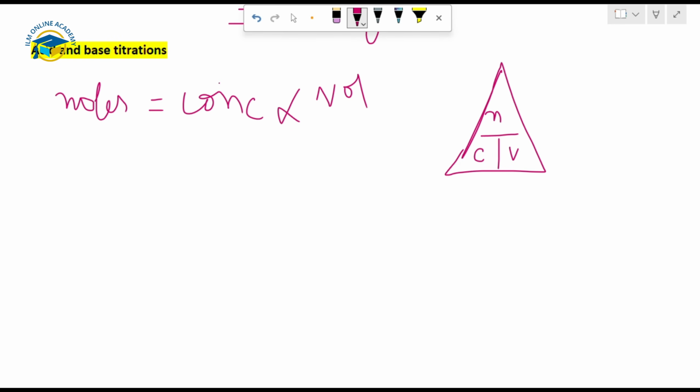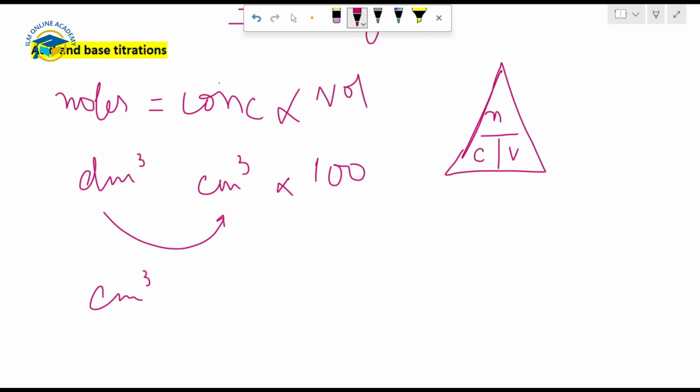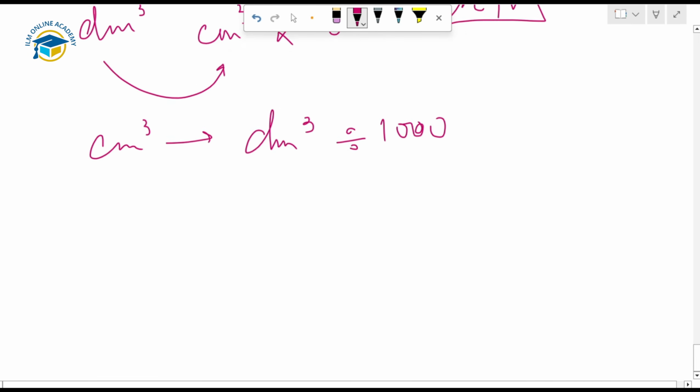For titrations, you will need to convert between decimeter cube and centimeter cube. For converting decimeter cube to centimeter cube, you have to multiply by 1000. And for converting centimeter cube into decimeter cube, we have to divide by 1000. This is how you can convert between centimeter cube and decimeter cube.